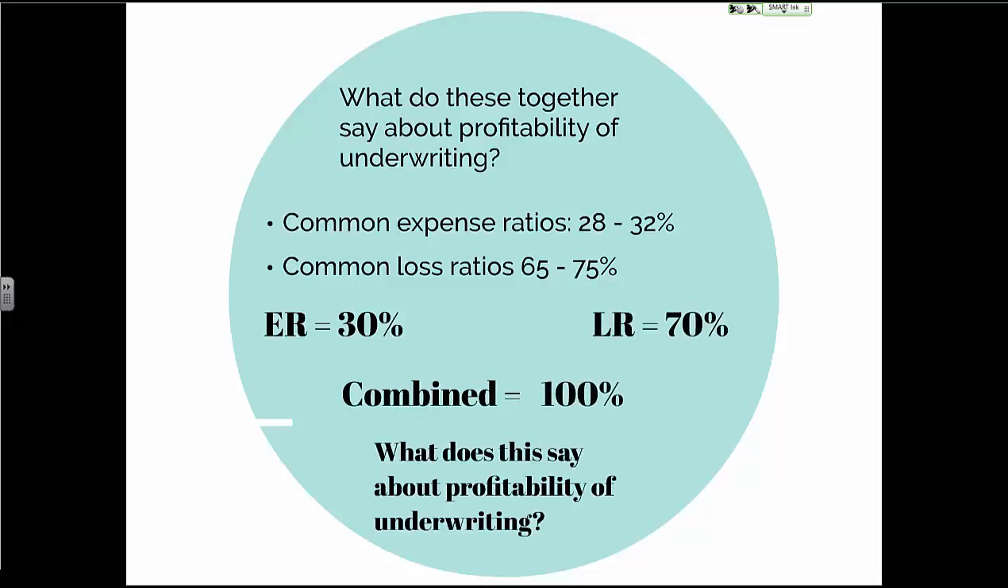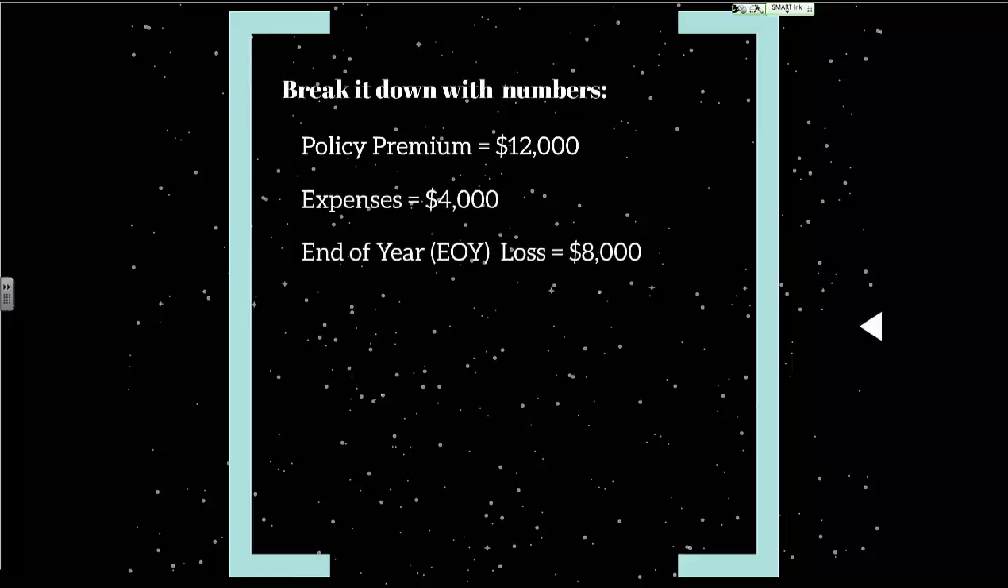So again, what does this say about profitability of underwriting? What it tells us is that we've paid out in expenses and losses the exact same amount as we've taken in premium. Now let's break it down with some numbers and look at this a little more closely. Let's assume a policy premium of $12,000 and expenses of $4,000. The end of year loss total is $8,000.